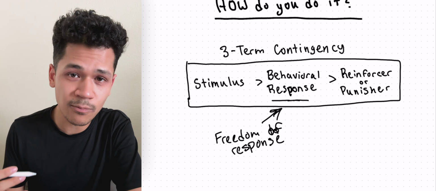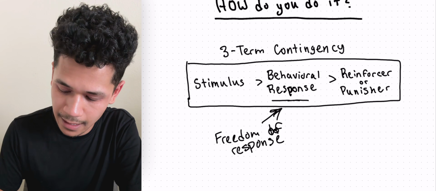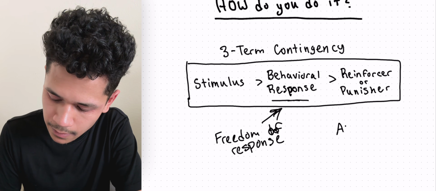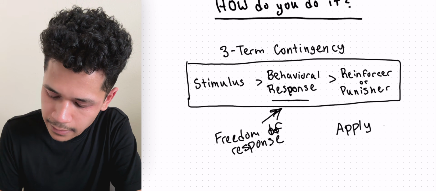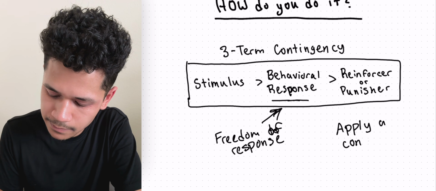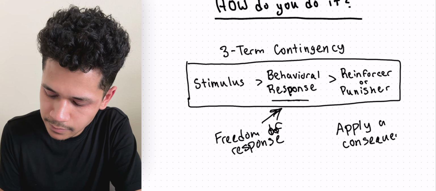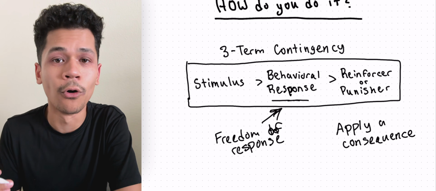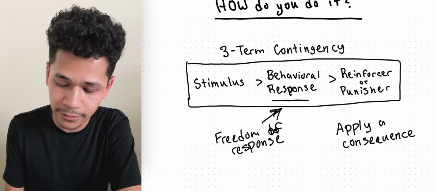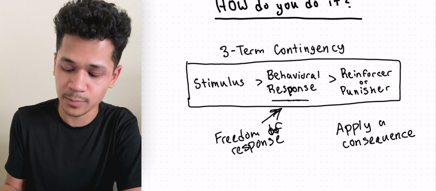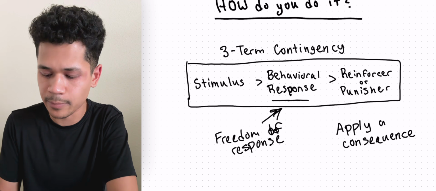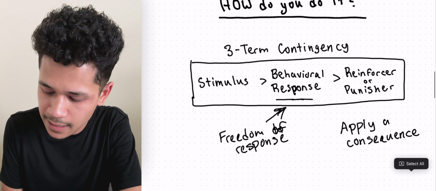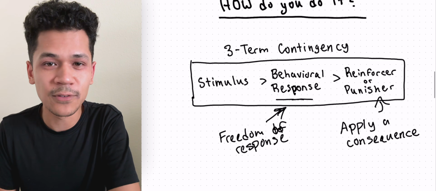And then once they've made a choice, then we apply a consequence. And the consequence is either going to be punishing or reinforcing. And we are either going to reinforce that behavior response or we are going to punish that behavior response, all right? Now, if this sounds very confusing to you, let me give you an example.